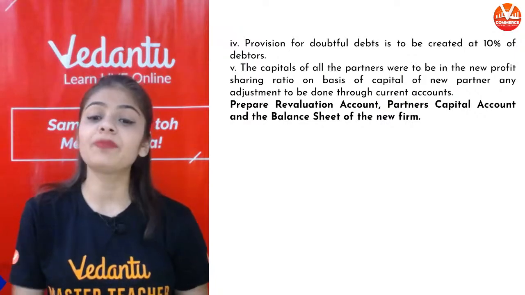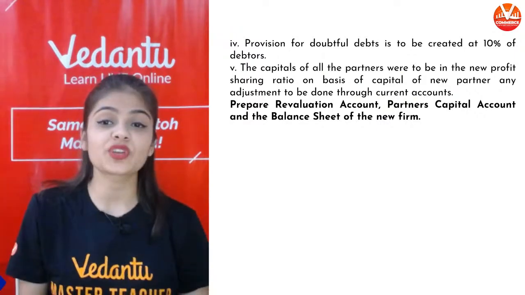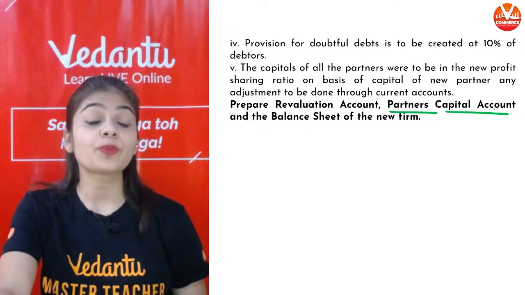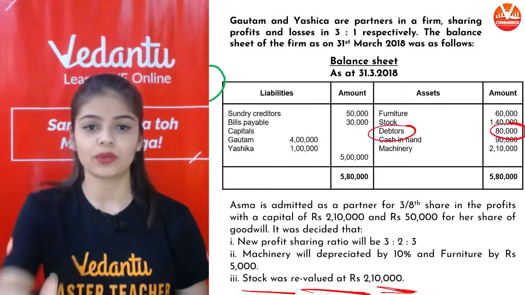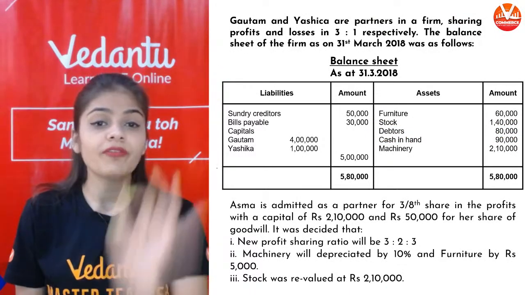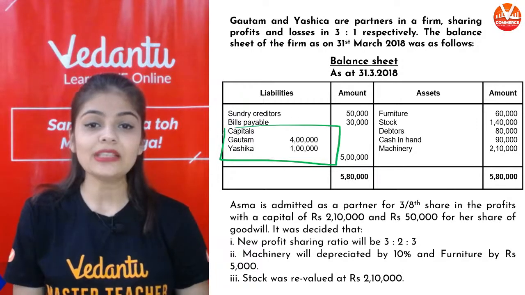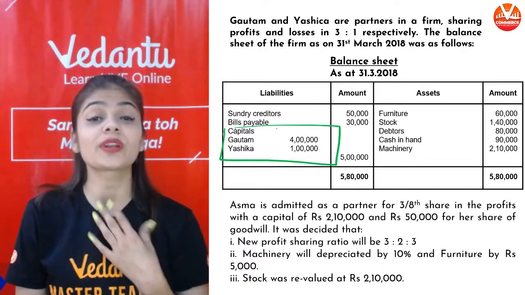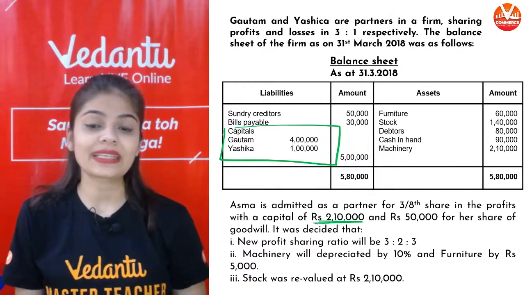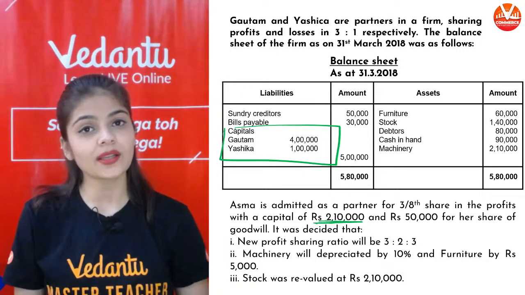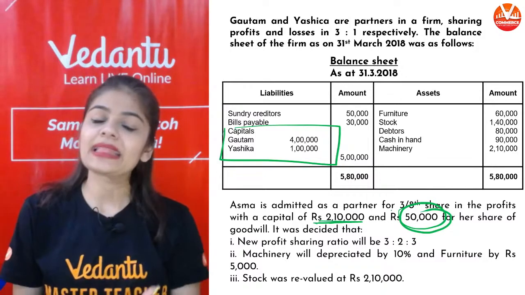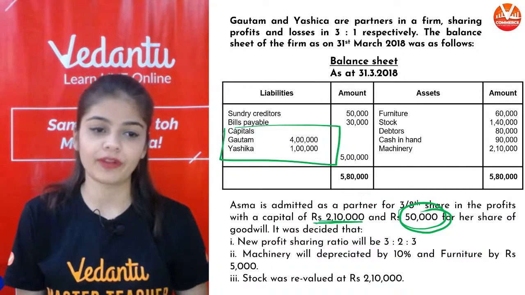So now we have prepared the revaluation account. So now we will prepare the capital account. It's time to prepare the capital account. So how will you prepare the capital account? First, you will record the opening capital. Then you will record the capital brought by the new partner. Then you will record the goodwill entry and then the revaluation profit.